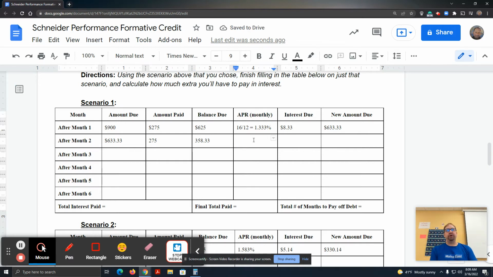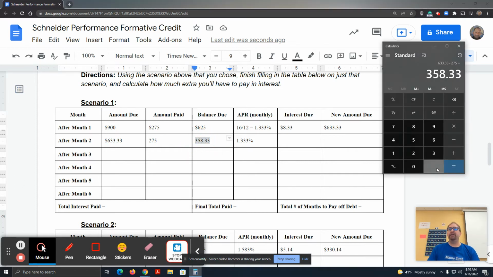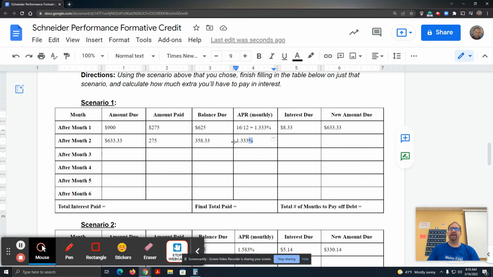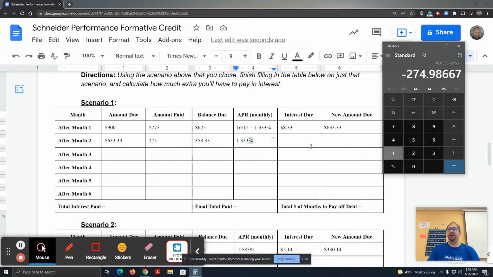So now the credit card is going to charge us interest because we have a balance. So the interest stays the same. That hasn't changed, but the amount of dollars that we will be charged will be different because we have a different balance here. So we're going to take 358.33 and multiply it by 0.01333 because again, it's a percent. So you got to move that decimal place 2 places. All right. And then let's see what it equals.